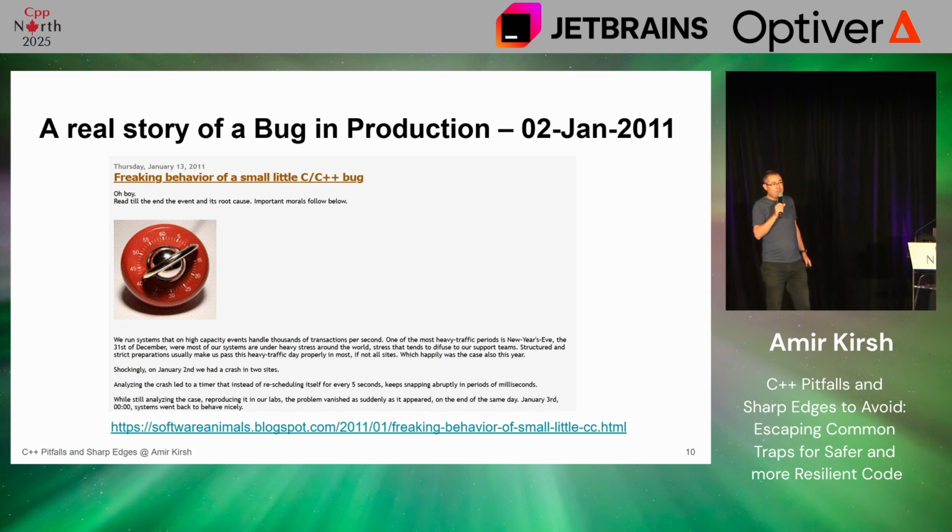So this is a story of a bug in production. On the 2nd of January 2011, there was a crash in a system that I was in charge of. And the crash happened again and again, and we started to check what the problem was, and we realized that there is a timer that is getting rescheduled again and again. We can't find in the code why, and the system starts again. So, okay, somehow we handle that in production, but we want to check what the actual problem is.